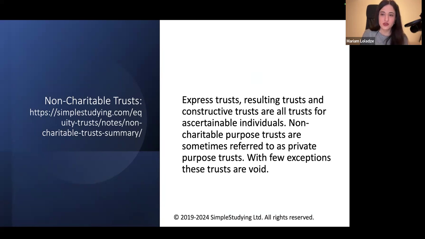Express trust, resulting trust, and constructive trust are all trusts for ascertainable individuals. Non-charitable purpose trusts are sometimes referred to as private purpose trusts, and that's why they are void. The reason why they are void is that they don't satisfy the three certainties requirement. Remember, there has to be certainty of intention, certainty of subject matter, and certainty of objects, beneficiaries. This is a purpose trust. It doesn't have a beneficiary, so that's why it fails. But charitable trusts are the exception to the three certainties rule. It does not satisfy the certainty of objects requirement, but despite that, it can still exist because it's for a charitable purpose.